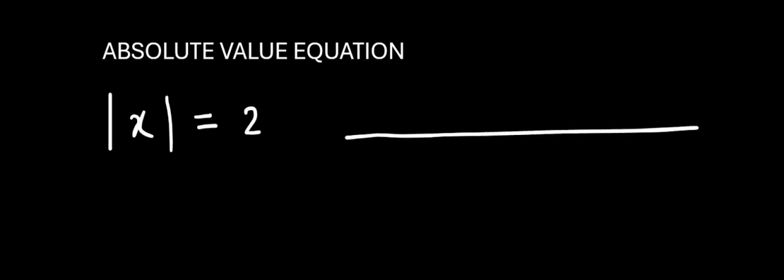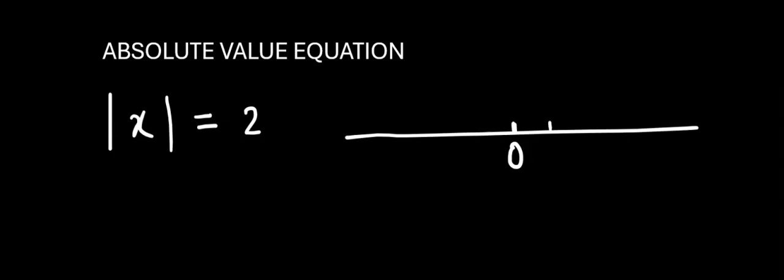Welcome back. You ask how to solve absolute value equations. I think first we should understand what absolute value means. If I have a number and the absolute value of this number is 2, it means on the number line the distance from this number to 0 is 2 units.